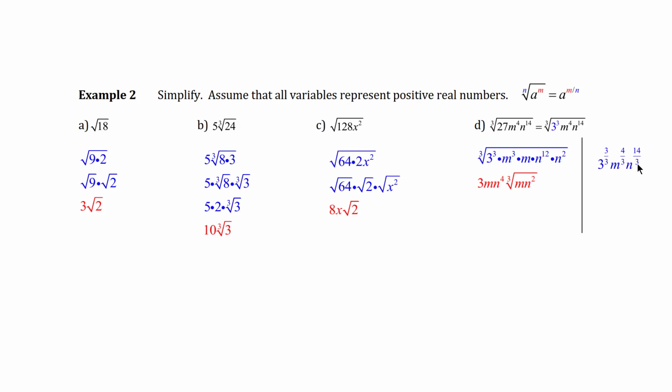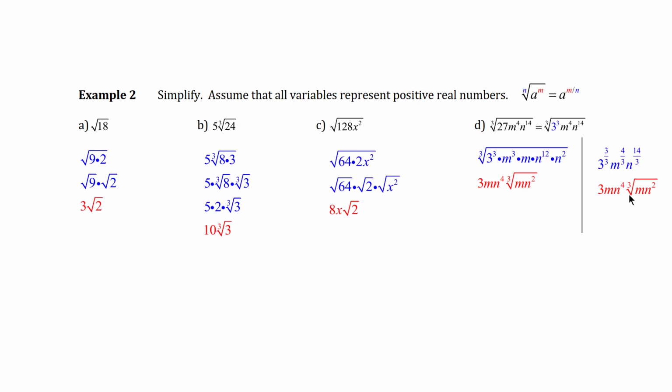Next, we simplify. So 3 to the 3 over 3 power is the same thing as taking the cube root of 3 cubed. We just take the exponent 3 and divide it by the index 3, which would be 1. This means we have 3 to the 1 power, or just 3, on the outside of the radical.